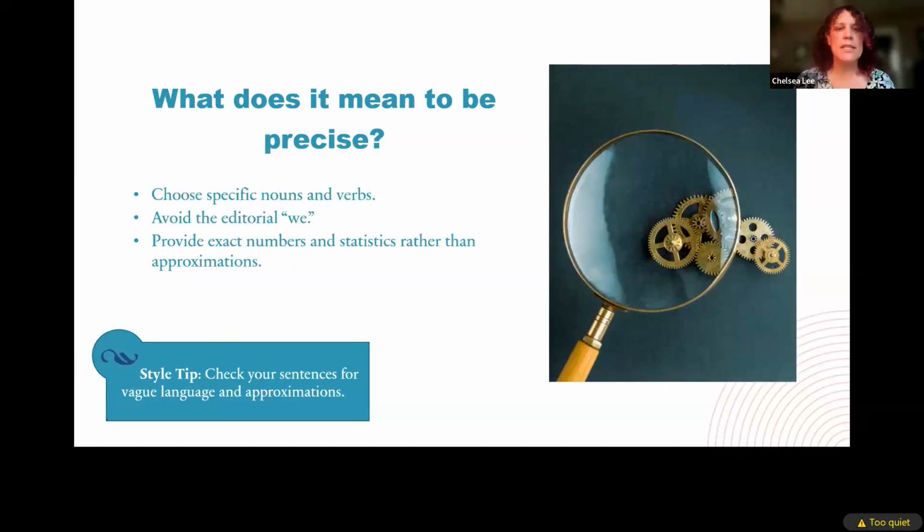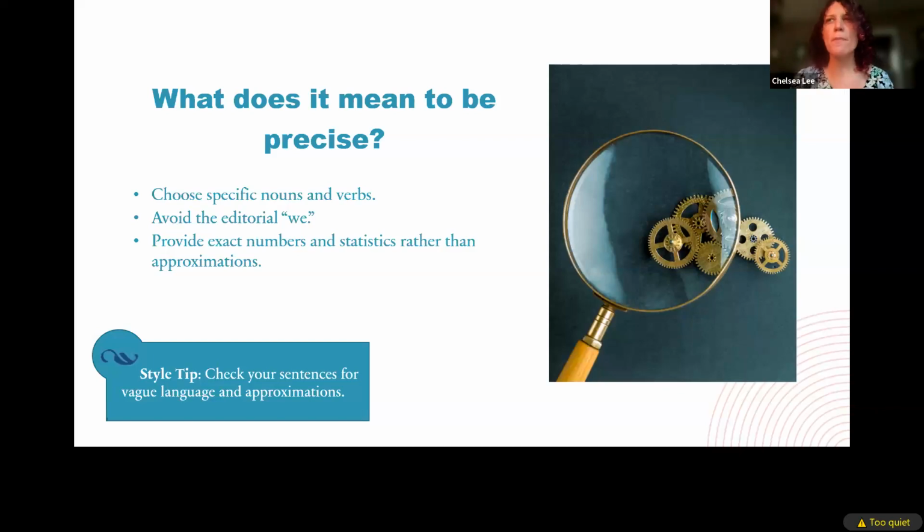Next, let's look at what it means to be precise. Being precise means choosing words that are at the right level of specificity for what you're trying to communicate. And oftentimes the nouns and verbs that people choose are too broad and too vague, and they need to be more specific. So let's have an example.